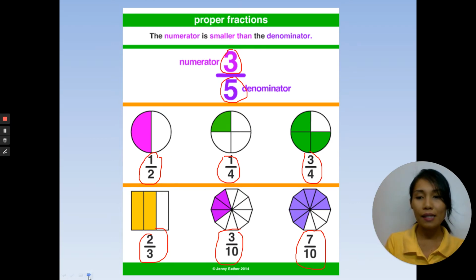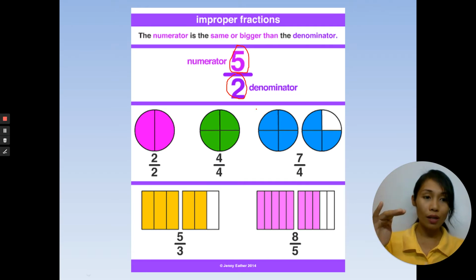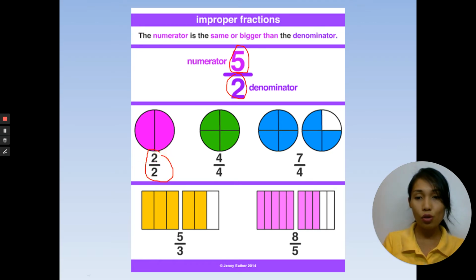Now let's have the improper fraction. An improper fraction is where the numerator is bigger than the denominator. So in this case, 5 is bigger than 2. And actually, it's not only when the numerator is greater than the denominator. When fractions have the same numerator and denominator, that is also an improper fraction, like this, 2/2. The numerator is 2 and the denominator is 2. So that is also called an improper fraction.